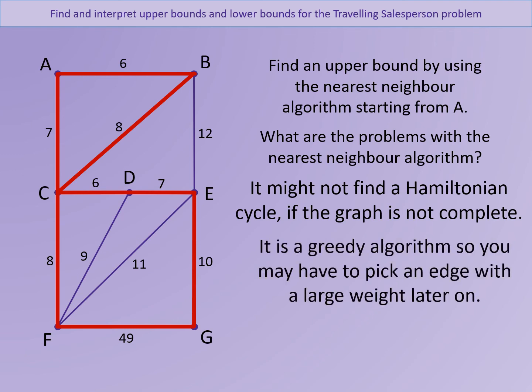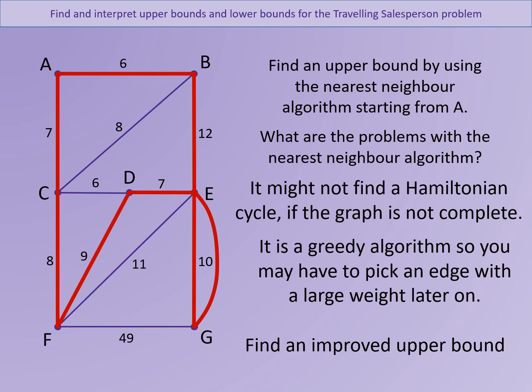Another problem is that this is what is known as a greedy algorithm, which doesn't think ahead, it only thinks what the best solution is for the next step. So you may find that you end up having to go along a particularly heavy edge, such as G to F, because there are no other choices. So by inspection, it may be possible to find an improved upper bound. In this case, for this graph, this is actually a better solution. It does involve a multiple edge going along E to G twice, but it gives a lower value.